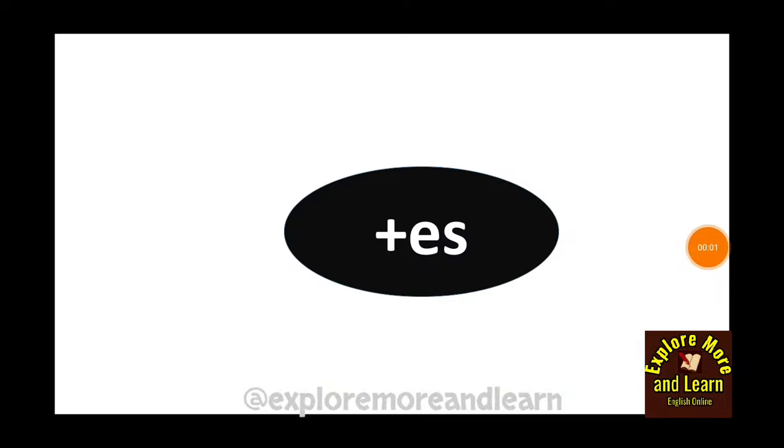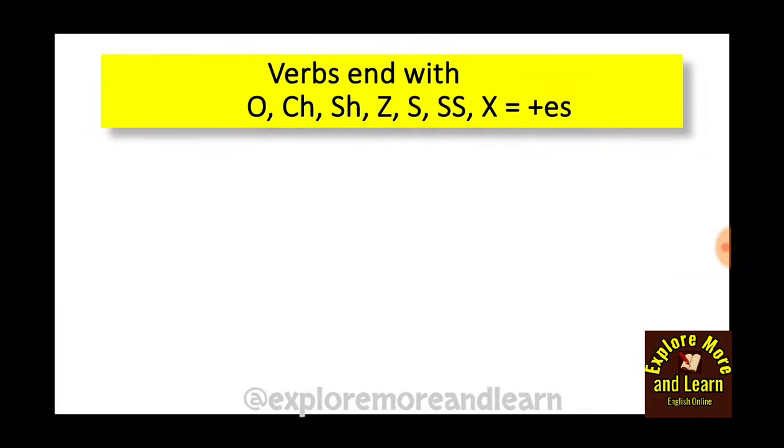First rule to add ES to the verbs is when the verbs end with either O, CH, SH, Z, S, SS or X. In that case, ES is added to the verbs in simple present tense. As you must be knowing, in simple present tense, with singular noun or he, she, it, we add S, ES or IES to the verbs. So ES is added to the verbs when the verbs end with any one of these letters.